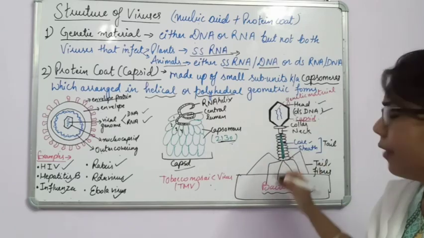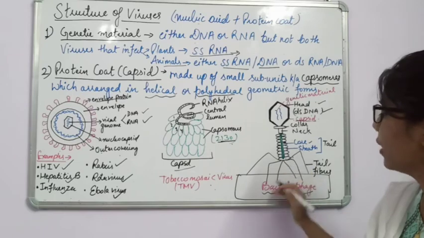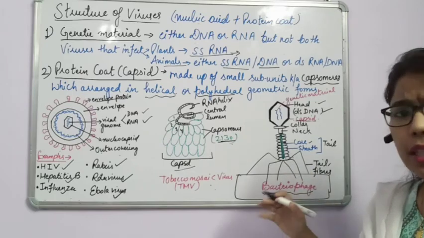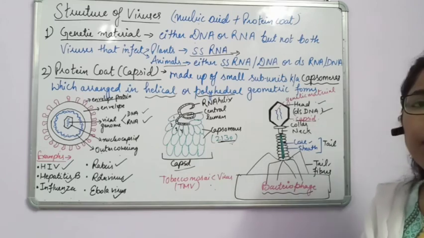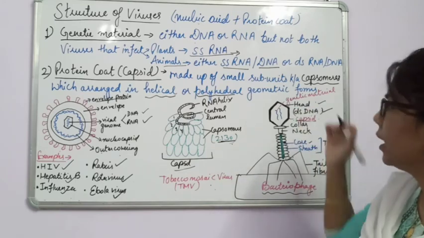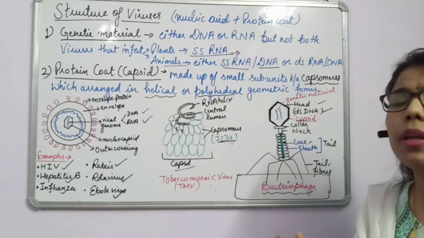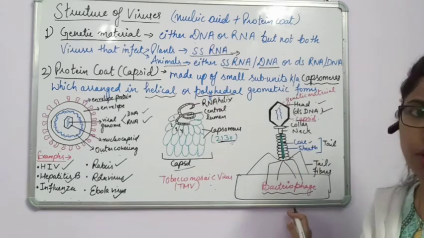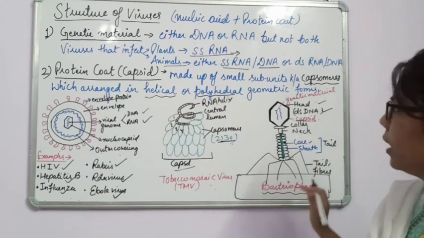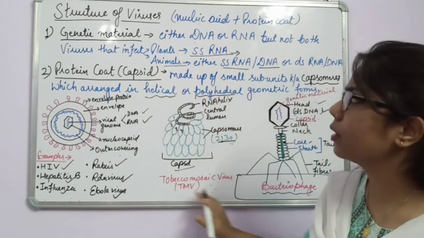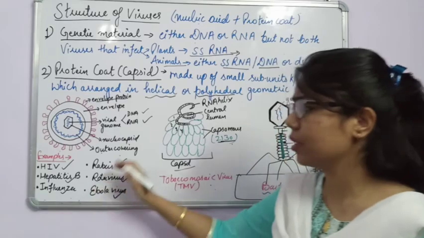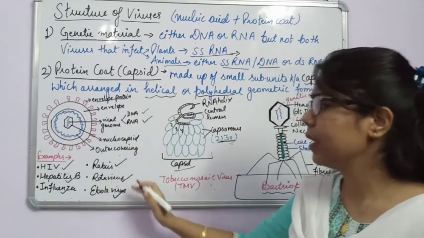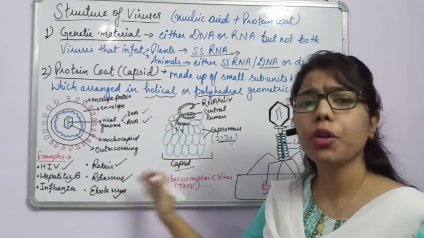Okay, now when it infects the bacteria, what will it do? It will send its genetic material to the bacteria, and there will be replication of the genetic material, and it will form different bacteriophages from the bacteria. Okay, so here we have done all about the viruses. What are the examples of viruses which are causing diseases in animals as well as in human beings.